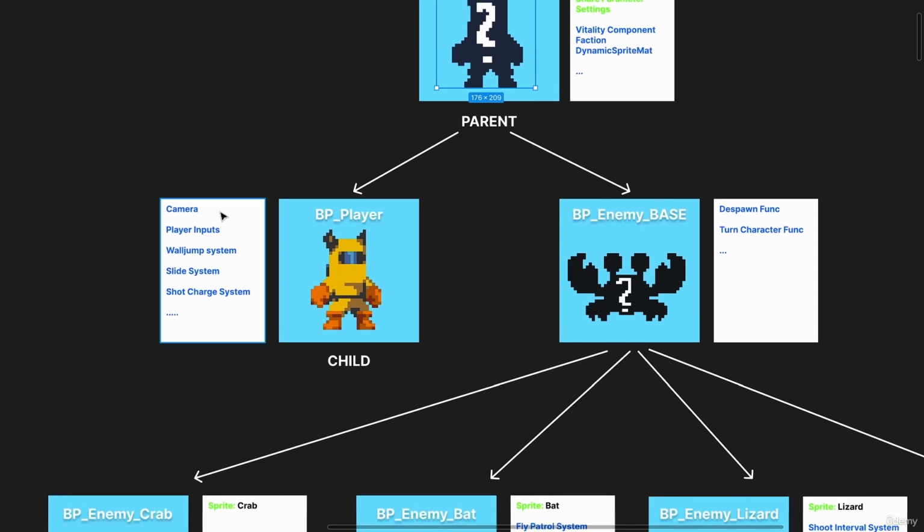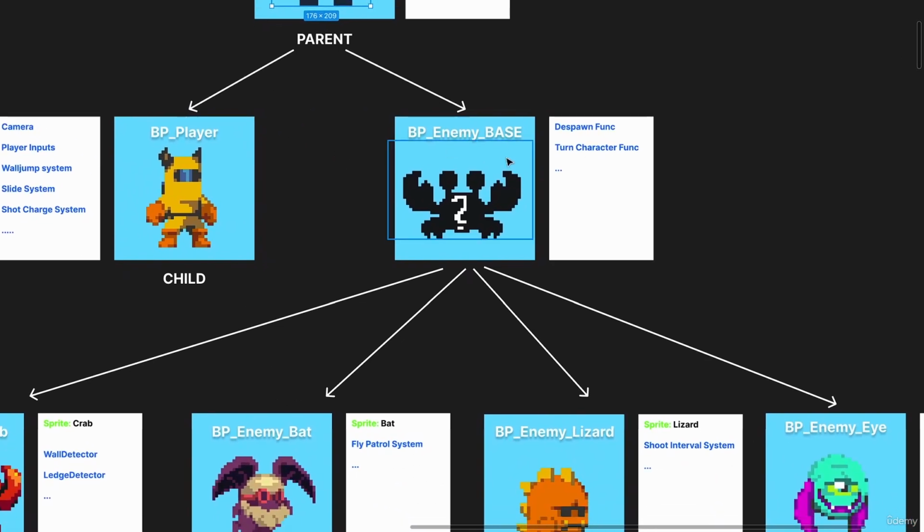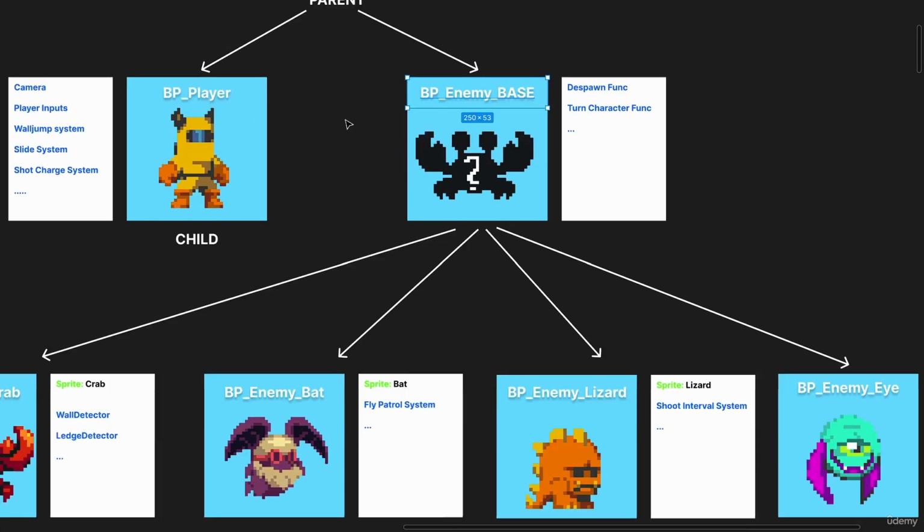For example, only the player will have a camera, so there's no need to have the camera here and pass it to the enemies. Only the player will have player inputs, a wall jump system, a slide system, and a shot charge system. So we don't need to share this anywhere, so it's fine for us to just implement this in the player only. The enemy, on the other hand, actually doesn't have so many shared things, just a despawn function and turning around, but there are actually also other benefits for having a parent class like this that manages the children.